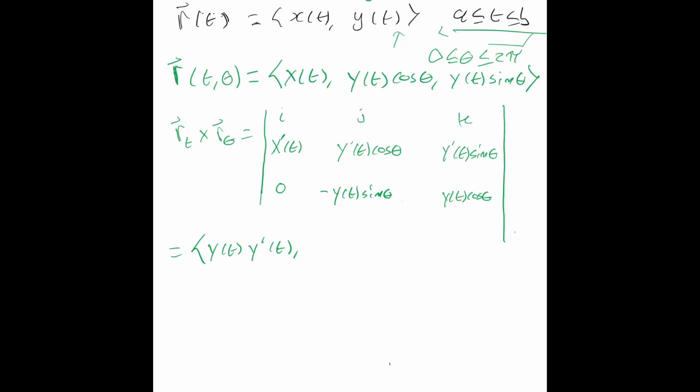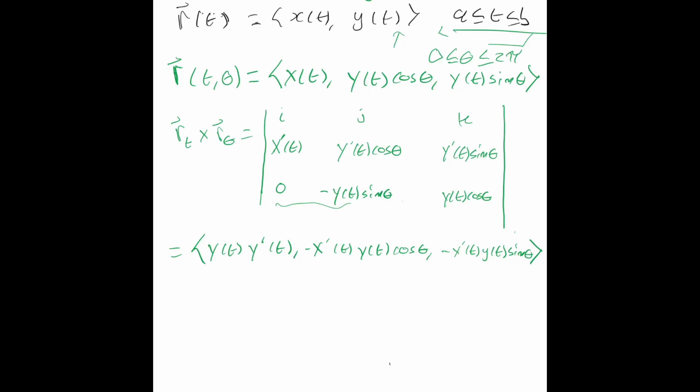Okay, now for the next component, it's going to be the determinant formed by the outer two columns. That's going to be x prime of t, y of t, cosine theta, or it's negative the determinant. So it's going to be minus x prime of t, y of t, cosine theta. And then the last component is the determinant formed by the first two columns, and that's going to be minus x prime of t, y prime of t, sine theta. Okay, so this is the R_t cross R_theta vector.